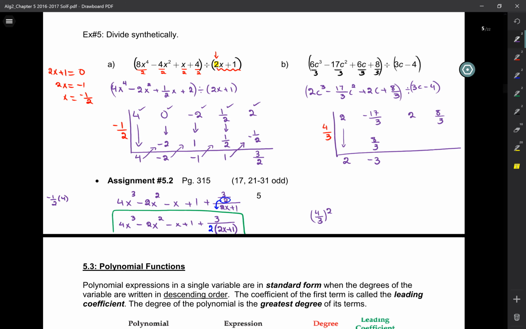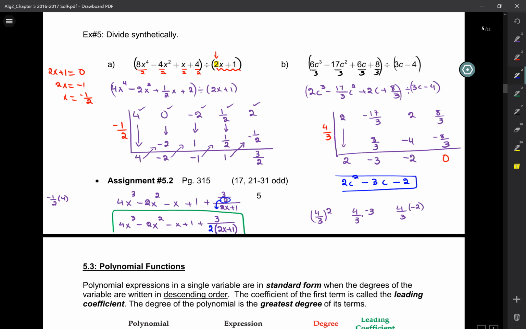Now, 4/3 times negative 3, what is it? Negative 4. And when I add, what do I get? Negative 2. Now, 4/3 times negative 2 is what? Negative 8/3. And don't you just love it when that happens? Because what's the remainder? 0. And now my quotient is going to be 2c squared minus 3c minus 2, and that's the answer.